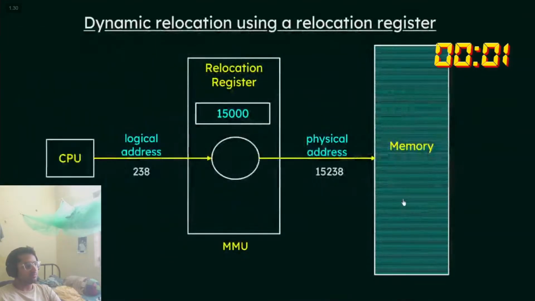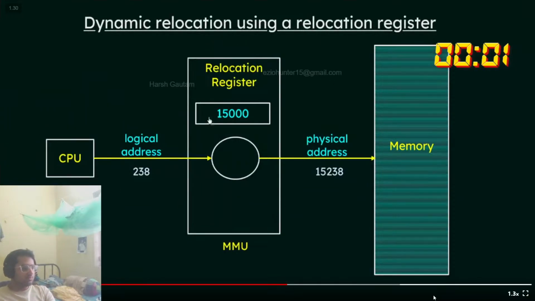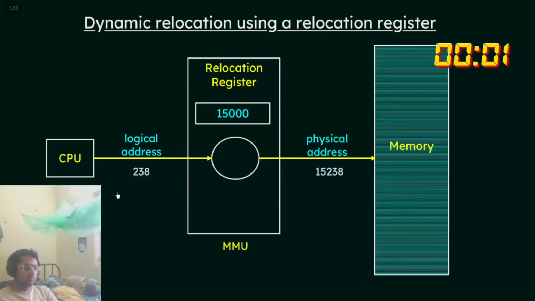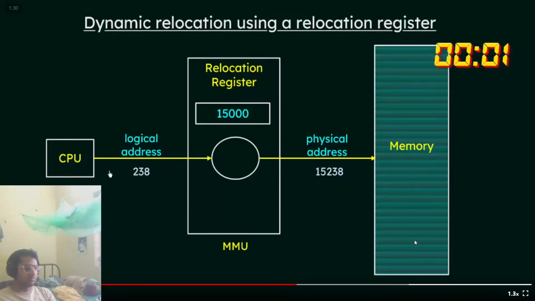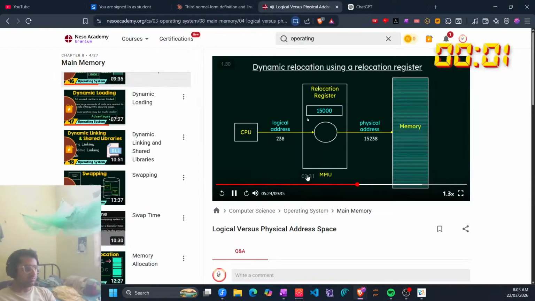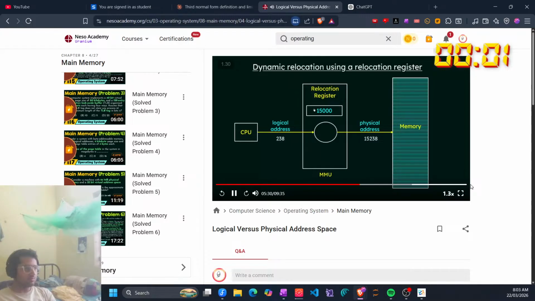Here we are going to take an example of dynamic relocation using a relocation register. Okay, so here we have the CPU, and here we have the MMU, which is the memory management unit, and here we have the memory. The CPU generates a logical address. So let's say 238 is a logical address generated by the CPU. And this relocation register here will contain the starting physical address for the memory location for our particular program.